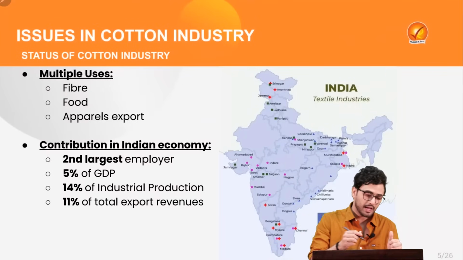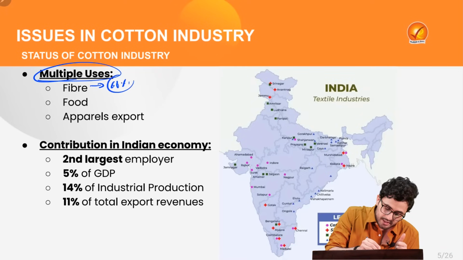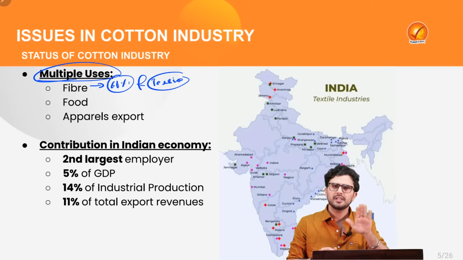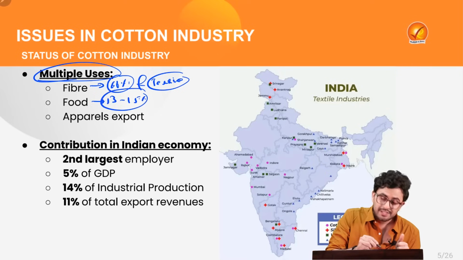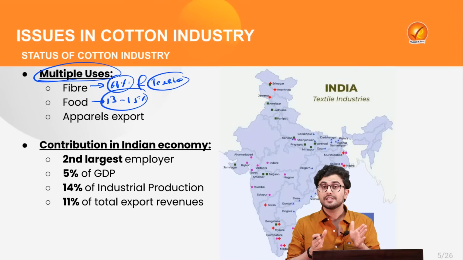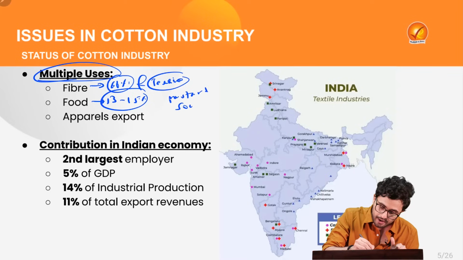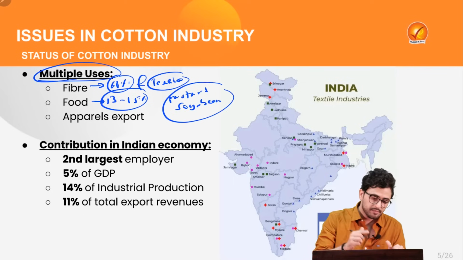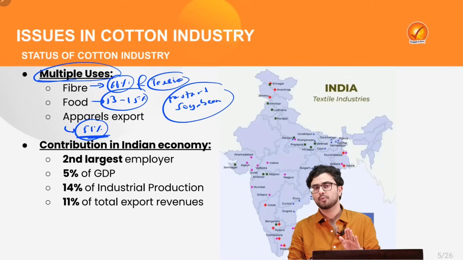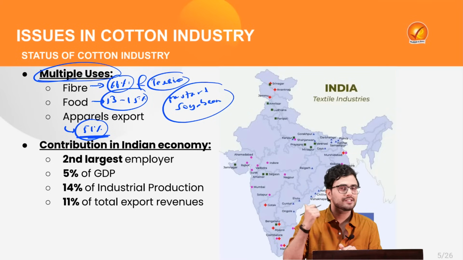Now, this cotton crop has multiple uses. For example, it produces the fiber which constitutes 66% of textile industry. At the same time, cotton seeds contain 13 to 15% of oil which can be used as a domestic cooking fuel. Also, this oil produced from cotton is the third largest domestically produced vegetable oil after mustard and soybean. At the same time, cotton apparel exports comprises of the 51% of total apparel export, and these exports go to various countries such as US, Indonesia, Bangladesh, etc.